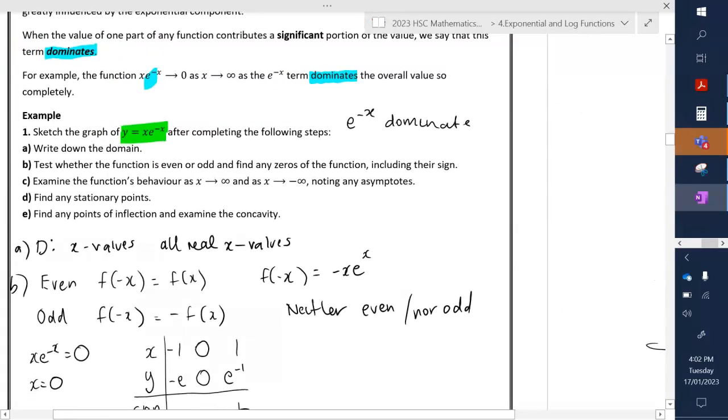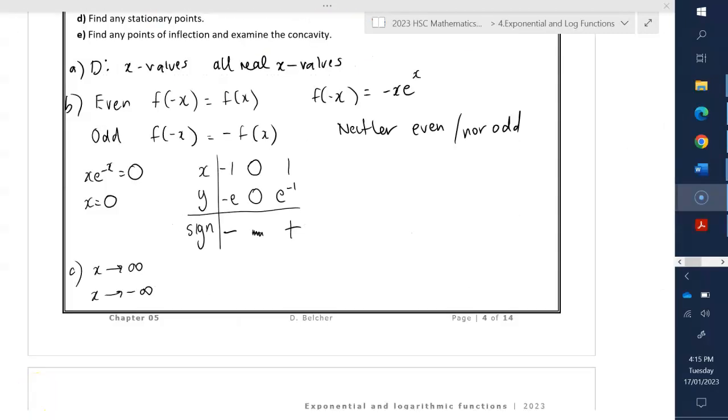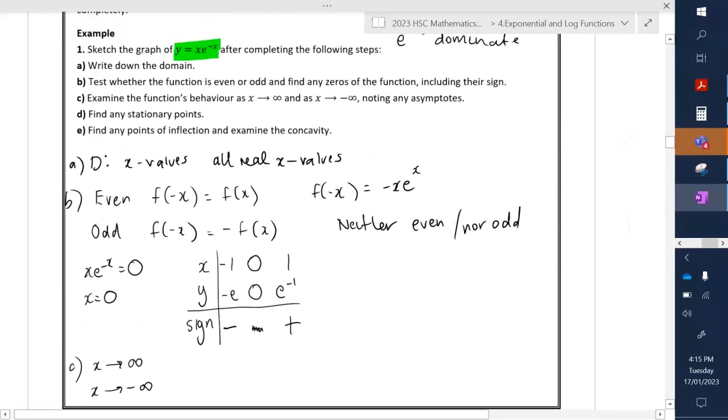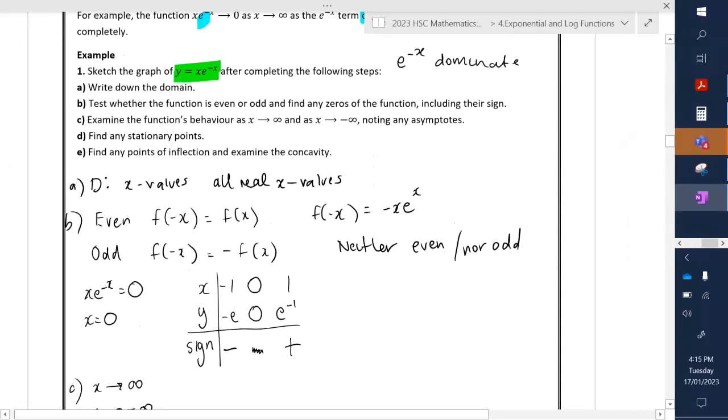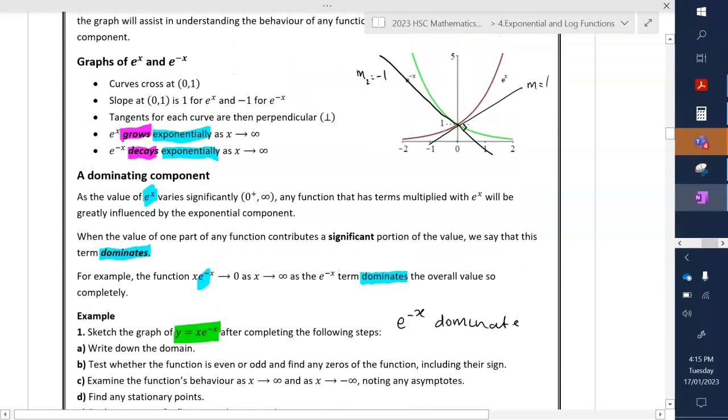Part C wants us to examine the function's behavior as x goes to infinity and as x goes to minus infinity, noting any asymptotes. So next we want to have a look at what happens as x goes to infinity. We look at the graph up here as the function is written. As x goes to infinity, this value here is going to be multiplied by e to the minus x. Now, e to the minus x, as x goes to infinity, if we look up here, is the green graph, and it is going towards 0.